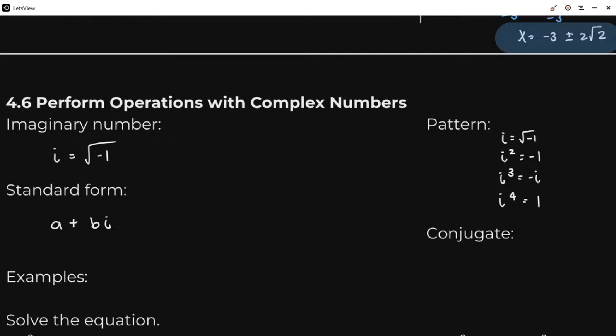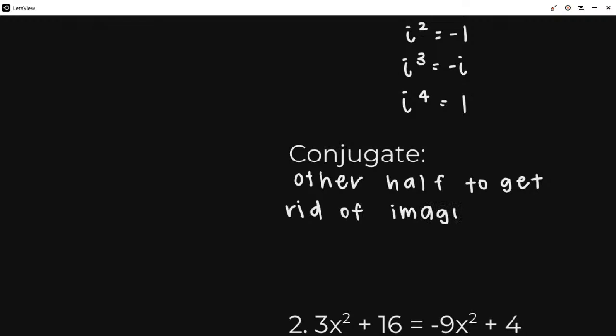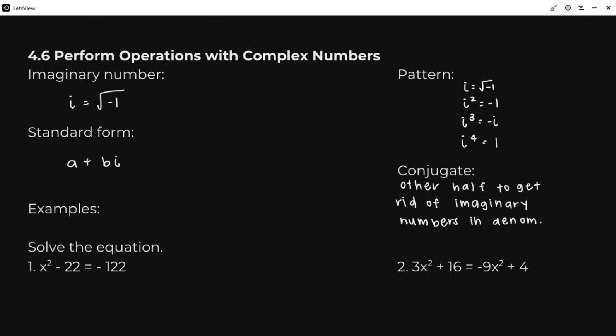Okay, and then the conjugate is the other half to get rid of imaginary numbers in the denominator. So one of the rules, just like with square roots, is they cannot be in the denominator, and since an imaginary number is the square root of a negative number, you'll want to multiply by the conjugate so that you can get rid of the imaginary number in the denominator.